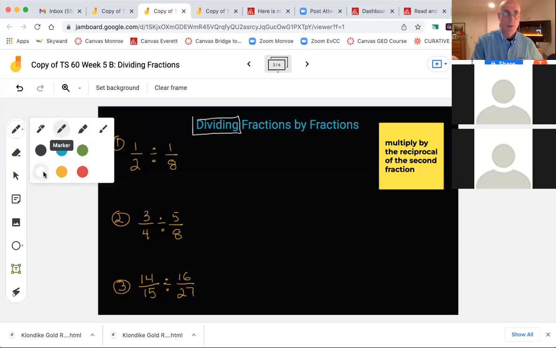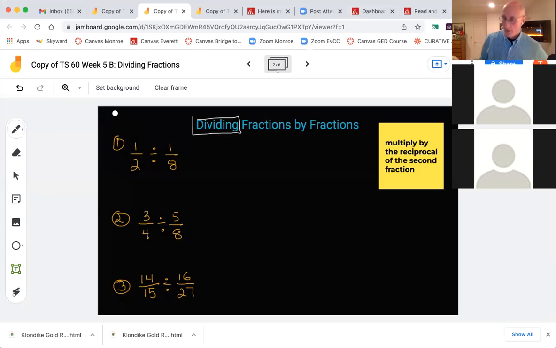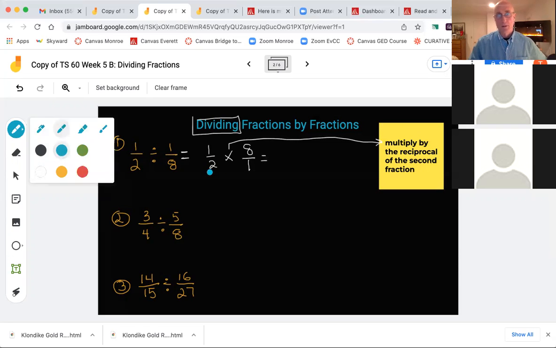So let's go ahead and tackle a couple of these. Let me model it for you. I've got 1/2 divided by 1/8. So what I would do is write equals 1/2 times, that's the multiply here. I'm going to write a little arrow to point out that that's what I just said I was going to do: multiply times the reciprocal of the second number, which is 1/8. So now it's going to become 8/1. And then I can go ahead and proceed with that and go, oh, these cross cancel.